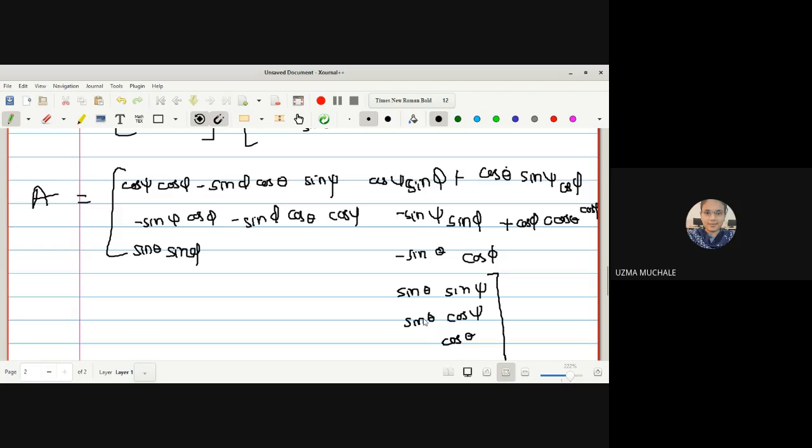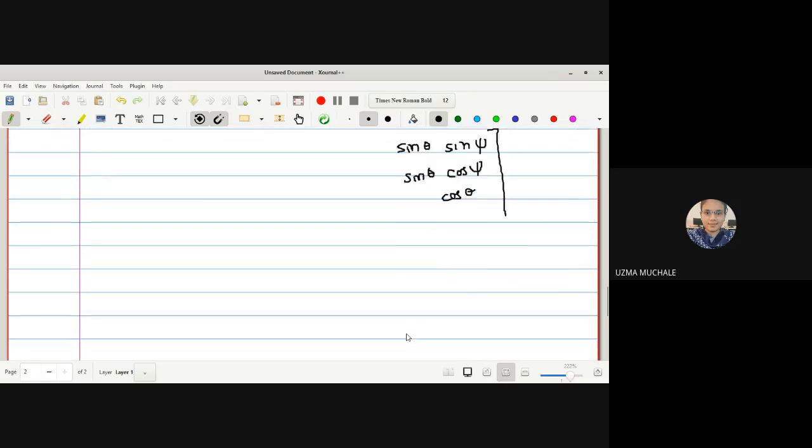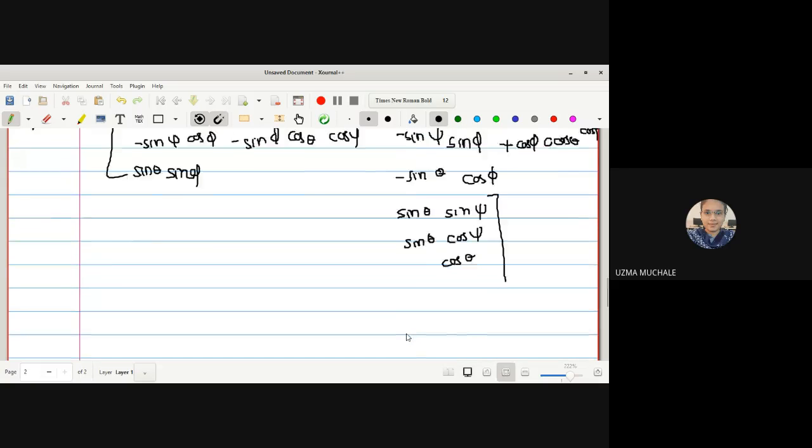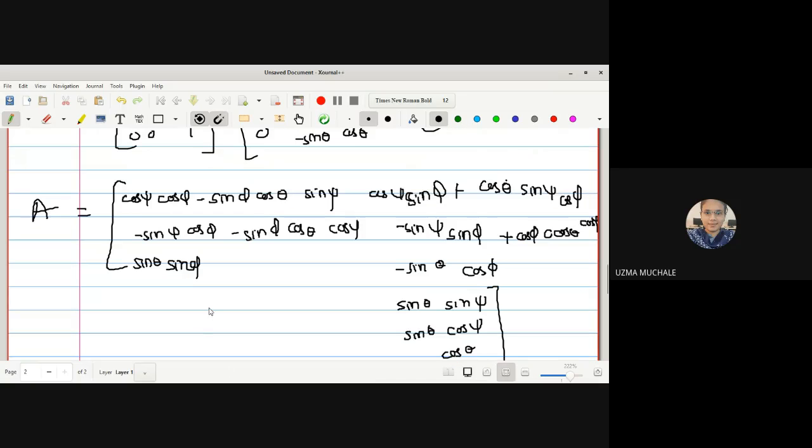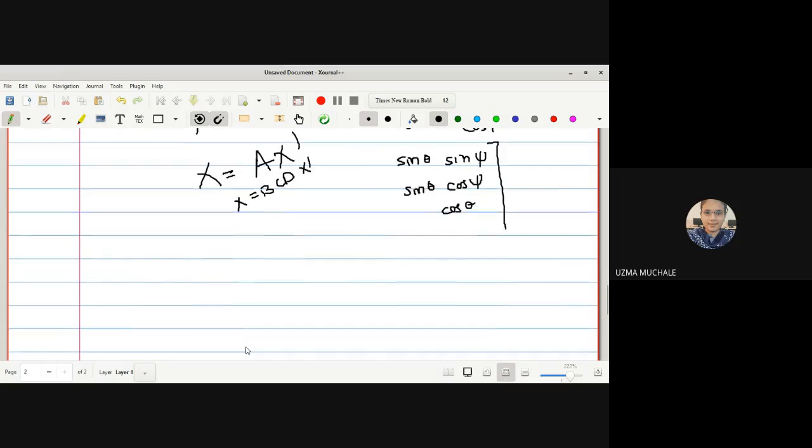Okay. This is the first column, and then the second and third ones. I hope you are going to solve it. And this is the matrix we have obtained. This is the matrix which we have to write down: x is equal to a into x dash. This a is nothing but b into c into d. So here we have found the transformation from x to x dash.